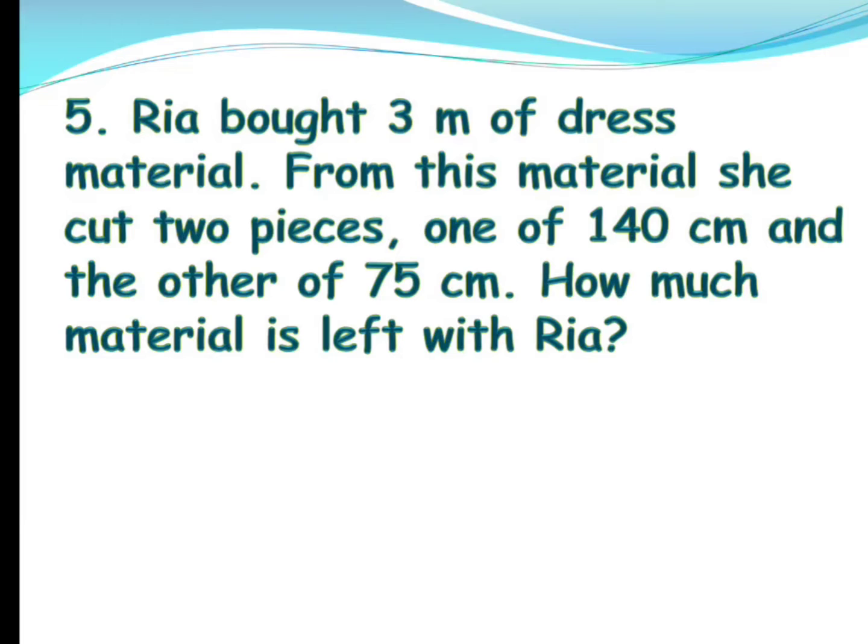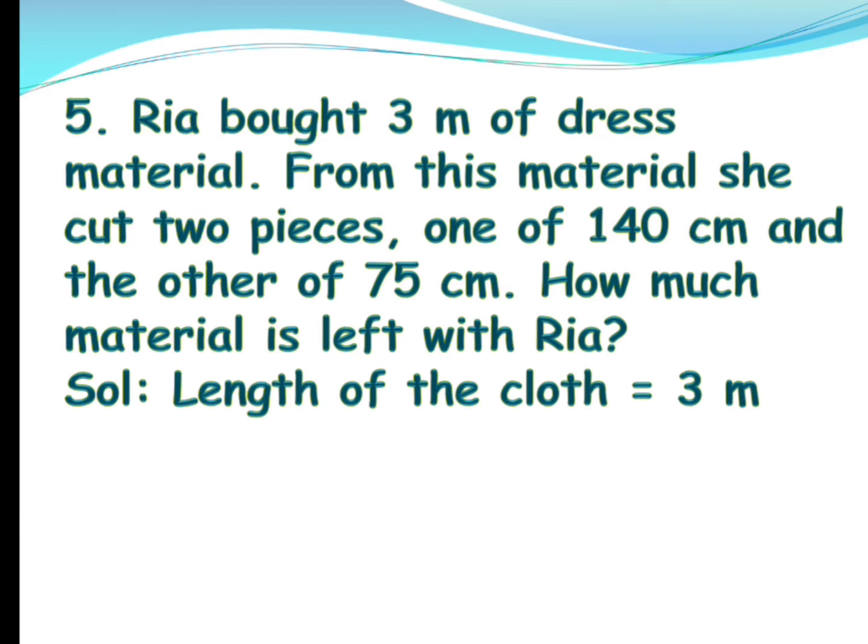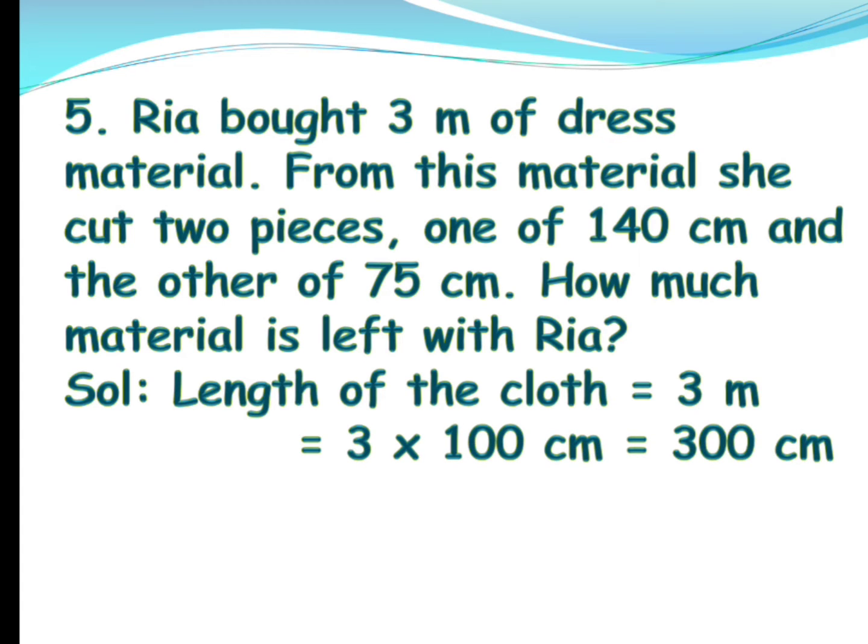That means first you have to find out how much cloth she cut together, 140 plus 75, then you have to subtract from 3 meters. Then you will get how much material is left with her, which is a multi-step problem. So first let's find out how much she actually cut. Okay, so length of the cloth is 3 meters. The two pieces are in centimeters, isn't it, children? They are not in meters, they are in centimeters.